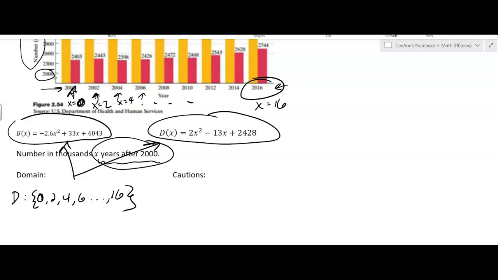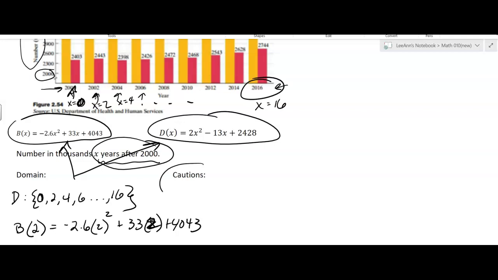If I wanted to find the number of births, according to the model, when x is 2, so in 2002, I would plug that into the model for births. Oops, that's a 2. And I'm not going to do this, but you could put that all in a calculator and then it would approximate the number of births in 2002. Okay. And you could do the same thing for deaths.